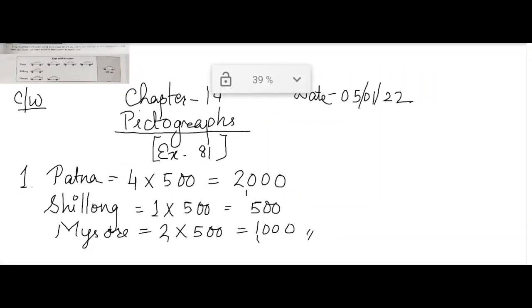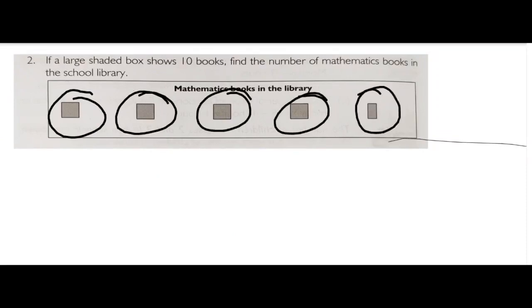So hope question number 1 is clear to you all. Yes, in this way we can see the picture and we can conclude the things from the pictograph. Next children, number 2, if a large shaded box, you can see that there are 1 2 3 4 5 shaded boxes. Yes, so if a large shaded box shows 10 books, find the number of mathematics books in the school library. So you can see that there are 5 boxes given, in which 4 boxes are large shaded boxes and 1 box is half of that box.